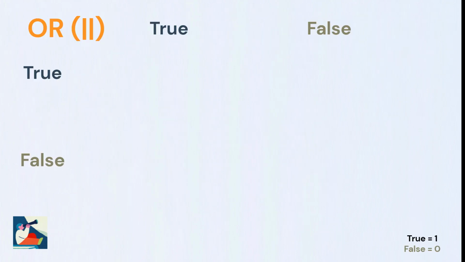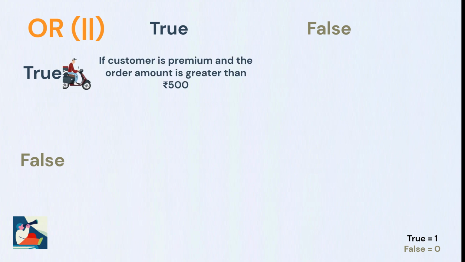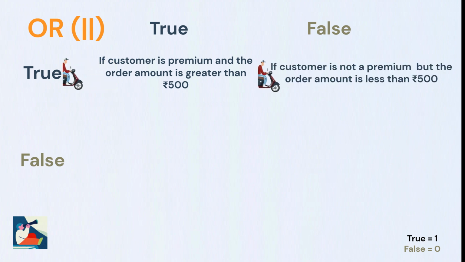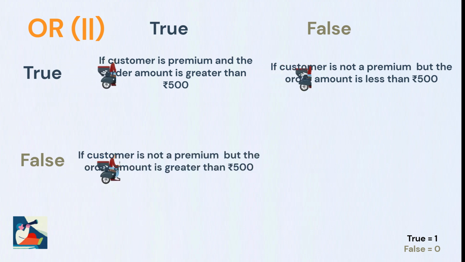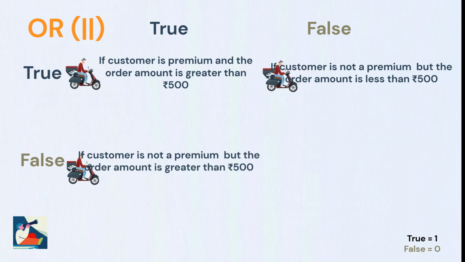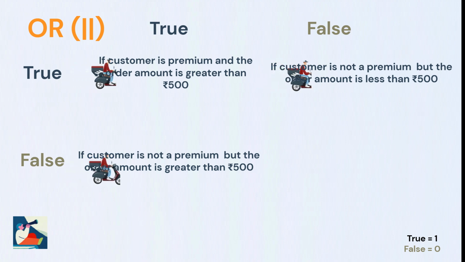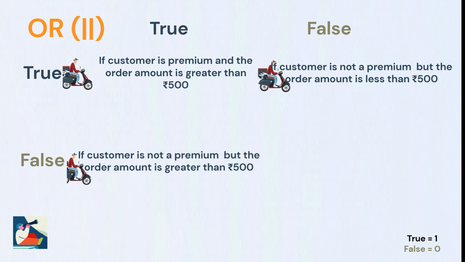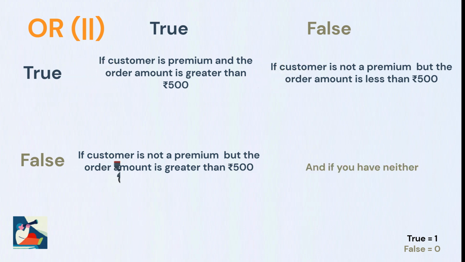With the free delivery example, let's look at the possibilities. If the customer is premium and the order amount is greater than 500 Indian rupees, true and true gives true. If the customer is premium but the order amount is less than 500 Indian rupees, true and false still gives true in case of OR. Same goes for, if the customer is not premium but the order amount is greater than 500 Indian rupees, it gives true even though the customer is not premium, that is false and true gives true. And if you have neither, false and false gives false.